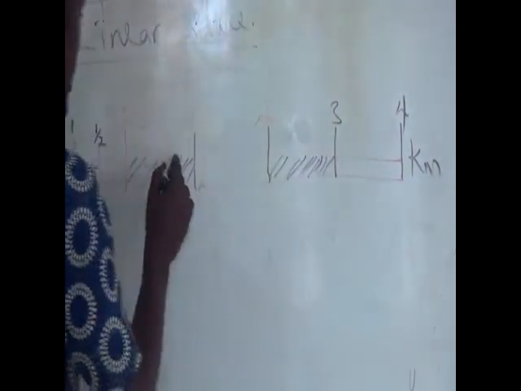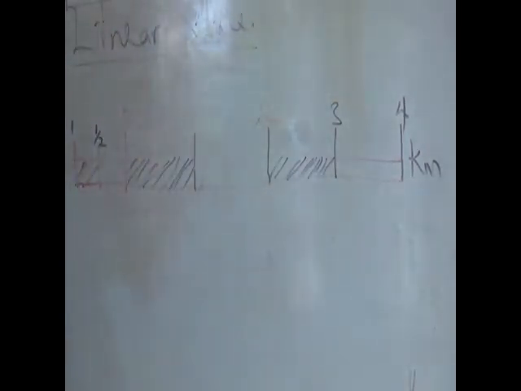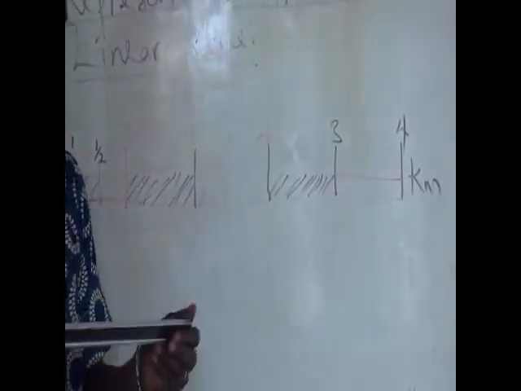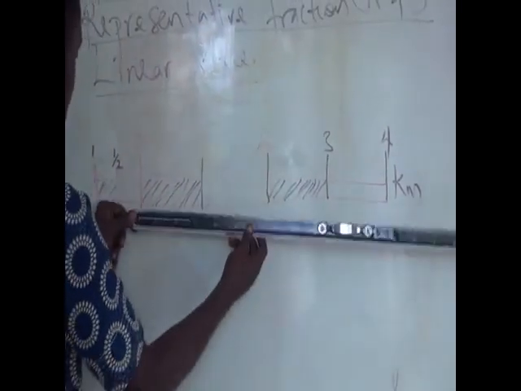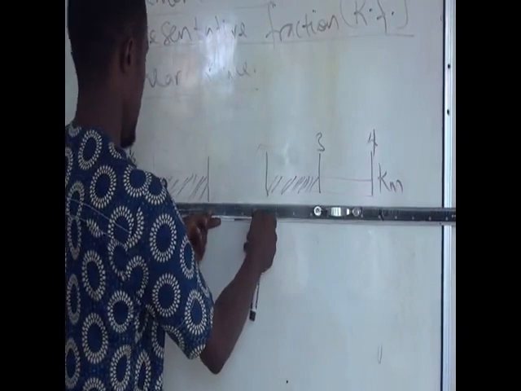This is an example of a linear scale. How do we use this scale? It's very simple. You pick up your ruler. You place it on 0. Let your 0 align with the 0 on the scale.